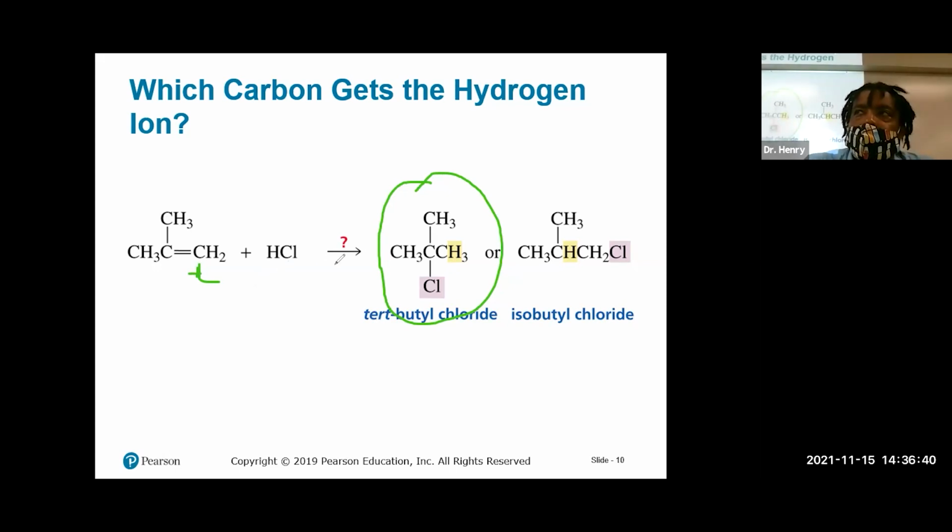So let me rephrase that. It's going to favor the bond being broken here. The hydrogen is going to go here, and then the halogen is going to go there, that center. So tert-butyl chloride is going to be the product that we're going to see the most of, whereas isobutyl chloride, where the chloride goes on the terminal end, is going to be less likely. Okay.